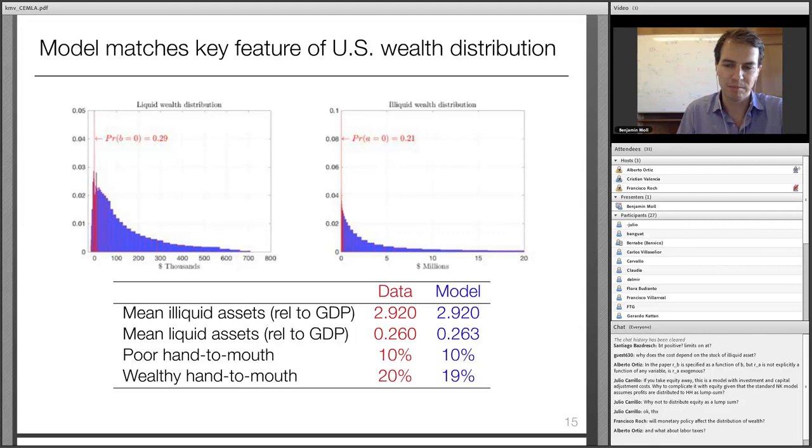So Alberto's question I interpret as saying, does monetary policy affect labor taxes?